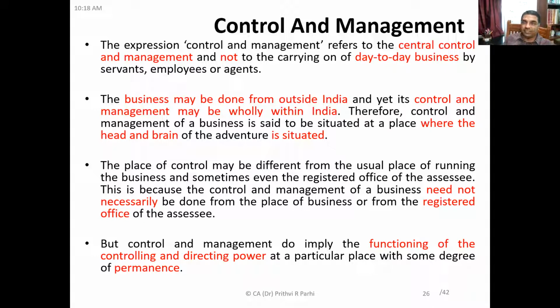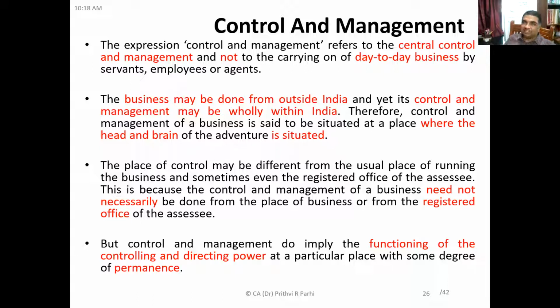So it is not necessary where business is actually carried out. It is also not necessary where the entity has its registered office. What is relevant here is where the controlling and directing power is sitting with some degree of permanence. That is important for us. Let us say for the HUF, the entire operation is at Singapore. But the person who is controlling and managing, the head of that family, is sitting in India with some degree of permanence. You can say control and management is in India.